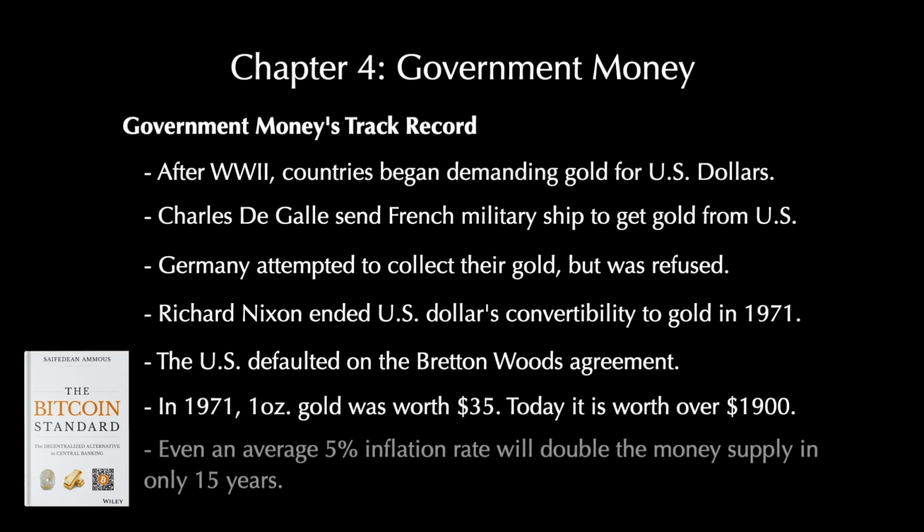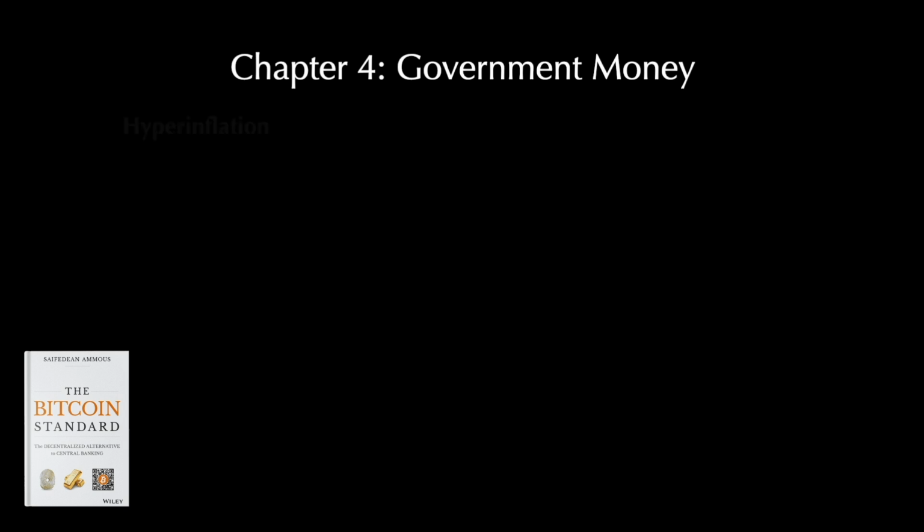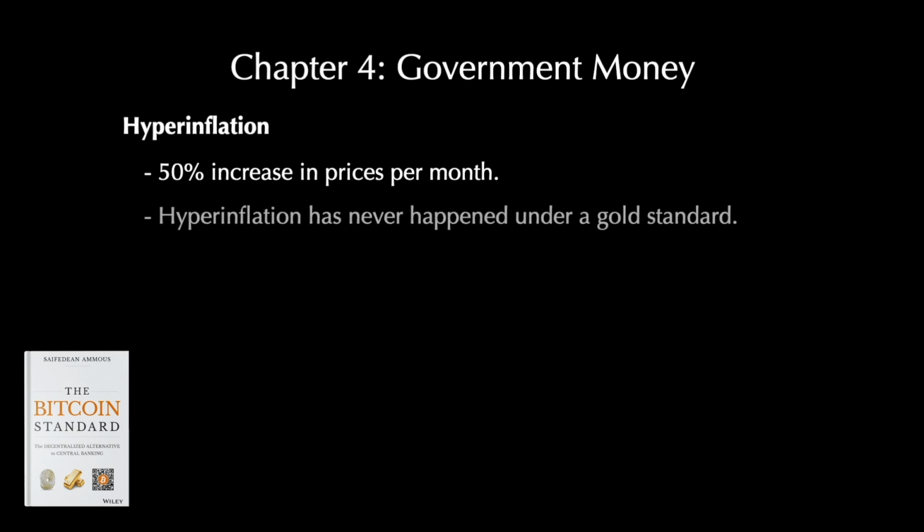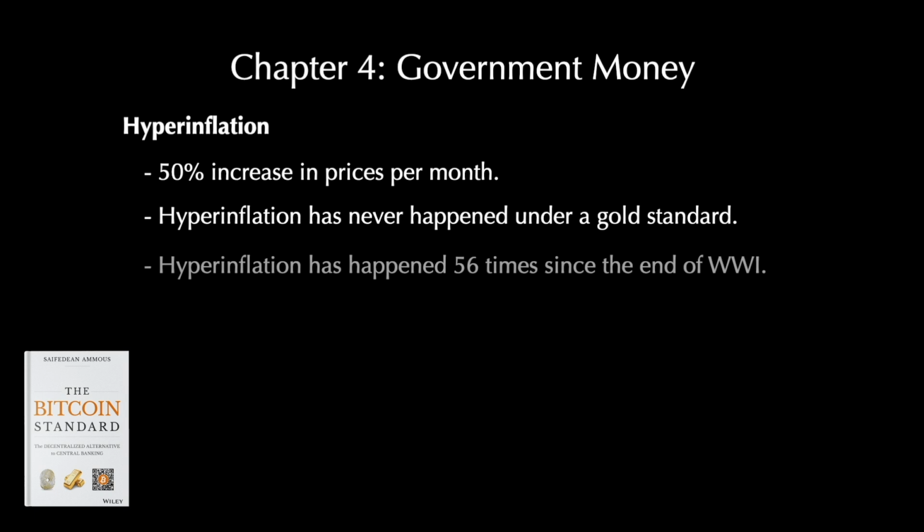Even the relatively low average inflation rate of 5% per year will double the money supply of any country in only 15 years. Hyperinflation, defined as a 50% increase in prices in 1 month, is an economic disaster that is unique to fiat money and has never happened under the gold standard. Hyperinflation has happened 56 times since the end of World War I and the abandonment of the gold standard. The most vivid example of a hyperinflating currency was that of the Weimar Republic in the 1920s, which led to the breakdown of a leading world economy and also the rise of Adolf Hitler to power.